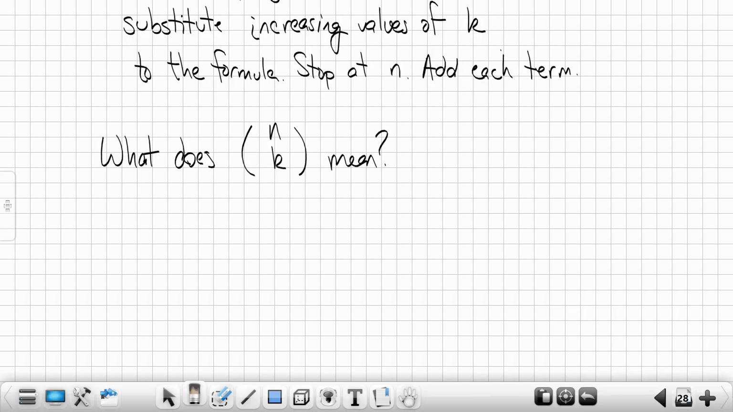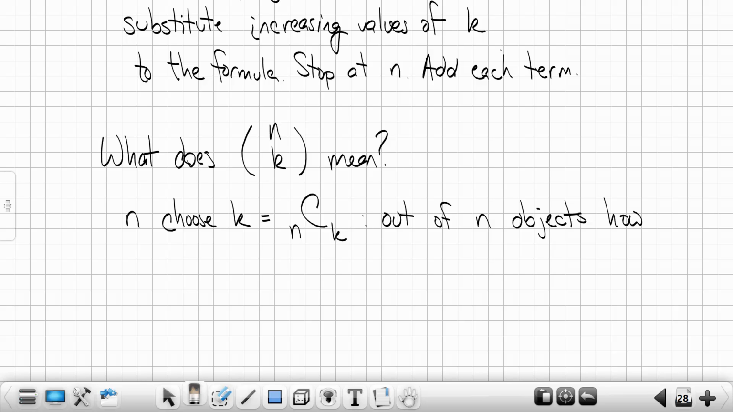Okay, what does nCk mean? So this is read as n choose k, right? Which is written as nCk. And we say choose, but really we're taking a combination. Okay? And this means out of n objects, how many ways can we choose k of them?